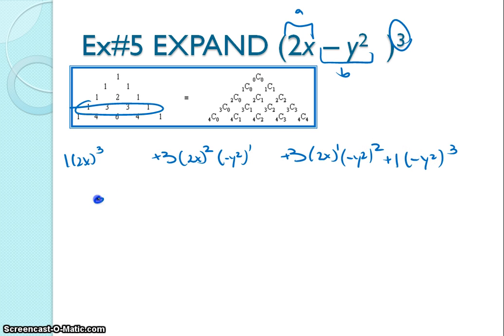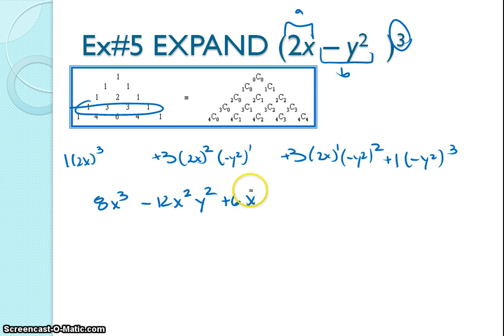So this simplifies as 8x cubed. Then we have a minus 6. No, not 6. Minus 2 squared, which is 4, times 3 is 12. So minus 12x squared y squared. This minus squared becomes a positive. 2 times 3 is 6.